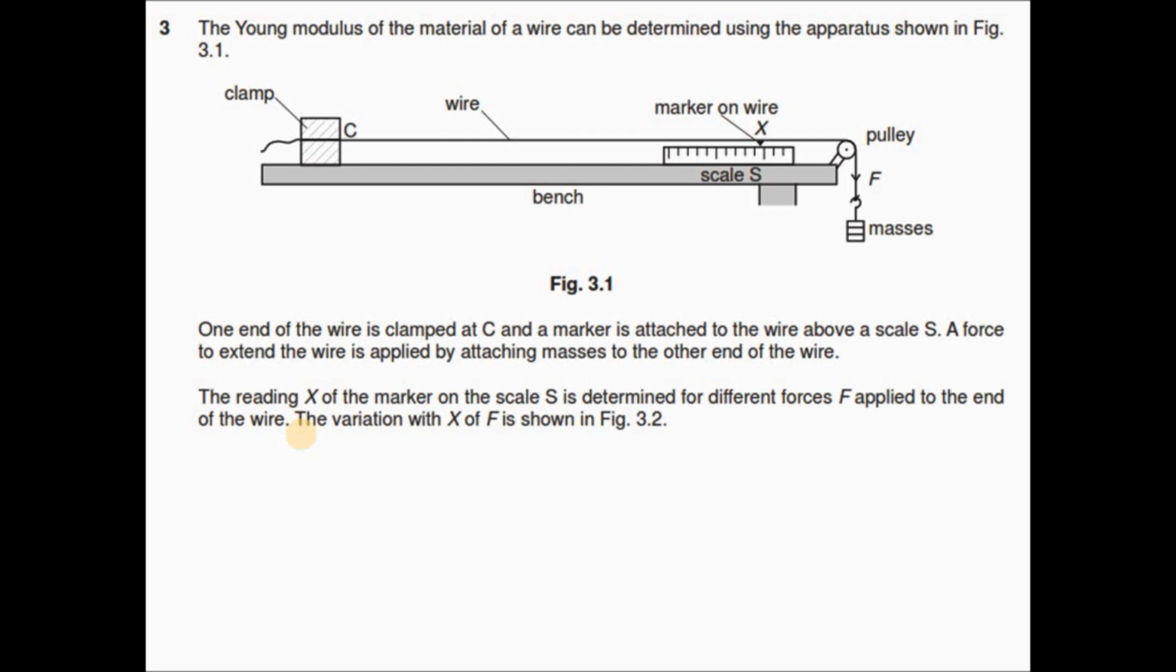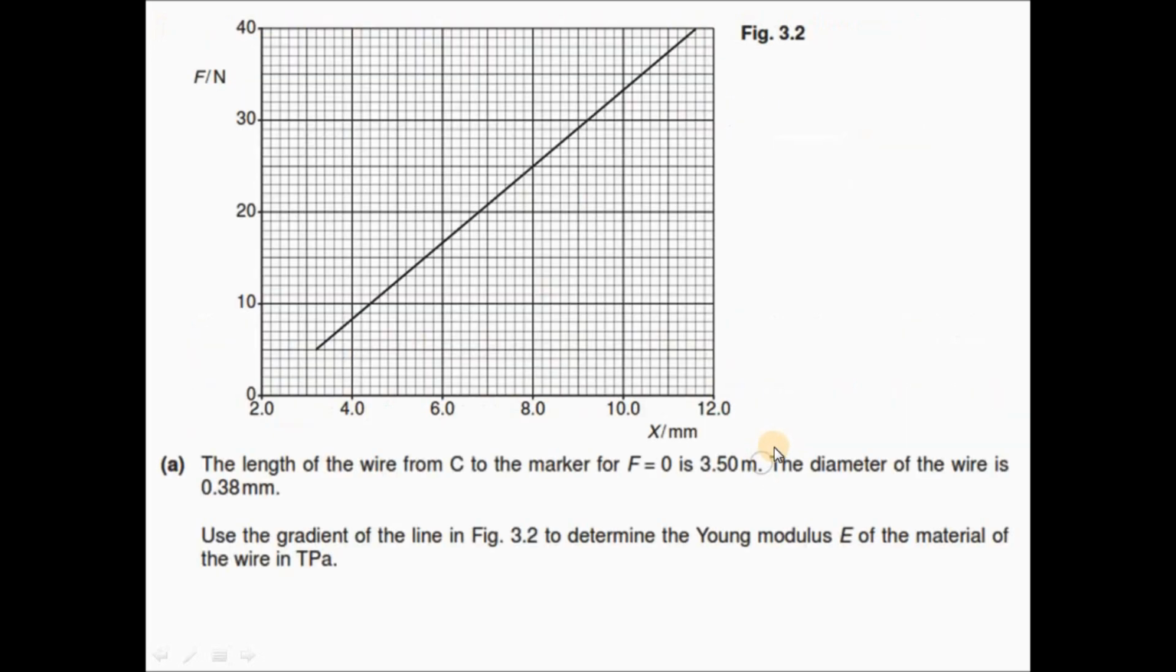One end of the wire is clamped at C, and a marker is attached to the wire above a scale S. A force to extend the wire is applied by attaching masses to the other end of the wire. The reading X of the marker on the scale S is determined for different forces F applied to the end of the wire. The variation of X and F is shown in figure 3.2.